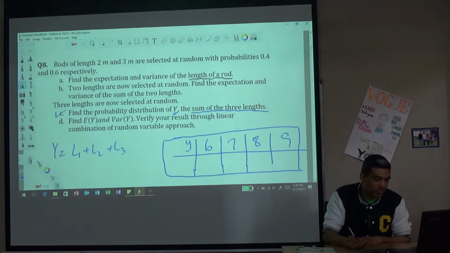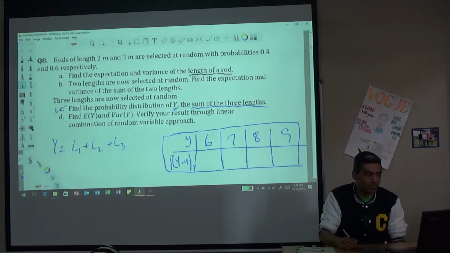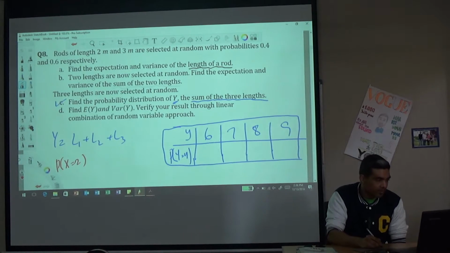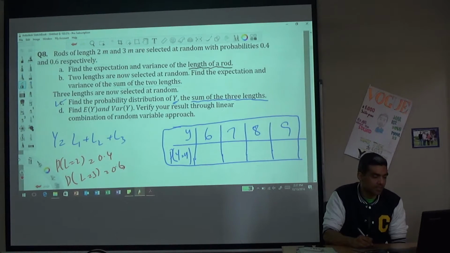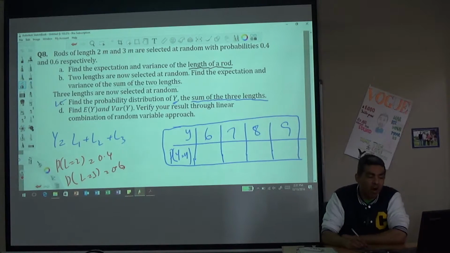Now, can you give me their respective probabilities? How would you get the respective probabilities when you know the probability of a length being equal to 2 is 0.4 and the probability of a length being equal to 3 is 0.6? Considering this, what is the probability of getting a value 6? 0.4? Yes.